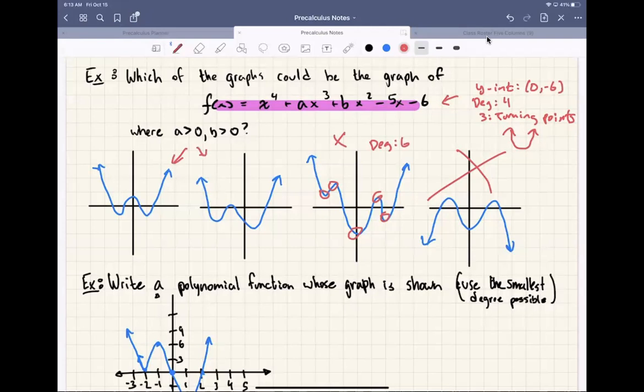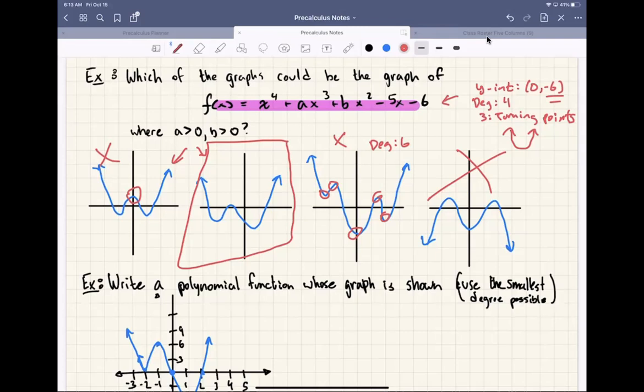Well, this is where our y-intercept comes in. Our y-intercept should be -6, right? So this one here has a positive y-intercept, so it's not this one. So our choice is going to be the middle one. We're going to call this one B. Okay. And that's our answer. That's how you can tell which graph is the graph of the polynomial. You gotta look at all this information and be able to determine it.